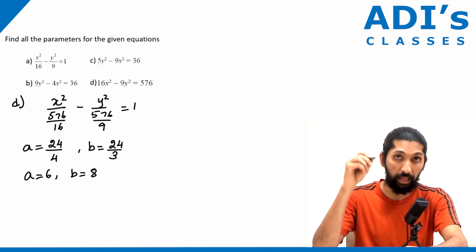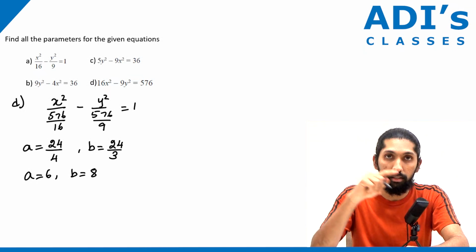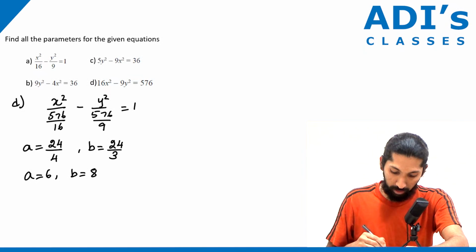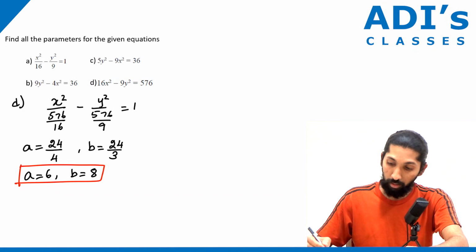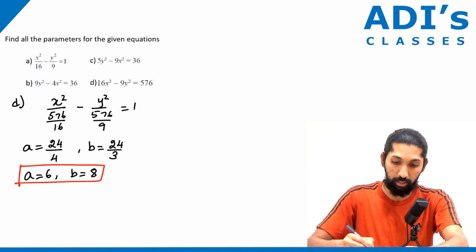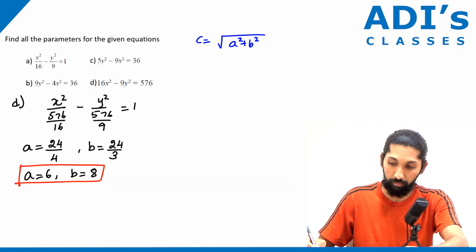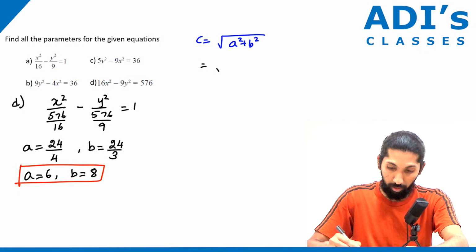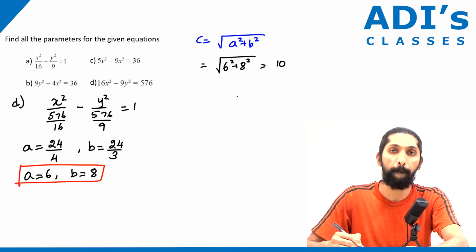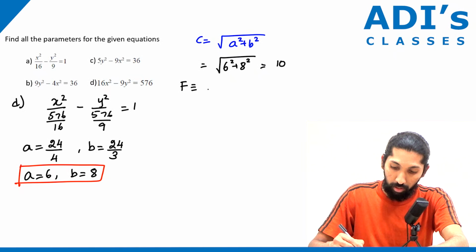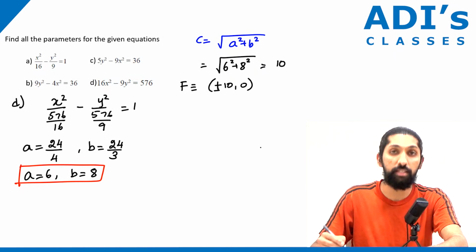But here since x is positive, it's a transverse hyperbola, isn't it? So what do we have? We have the a value and b value. Now we'll start with the c value this time. So the c value is going to be root of a square plus b square. So the c value will be root of 6 square plus 8 square, which is 10. Correct? So the foci are plus or minus 10 comma 0. That's the value of c, right?